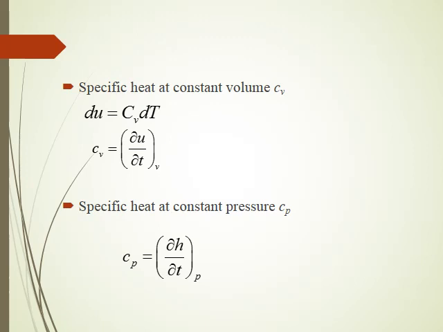Now, these equations, that is Cv is equal to del U upon del T when V is constant, and Cp is equal to del H upon del T when P is constant, are property relations, and they are independent of the type of process. They are valid for any substance undergoing any process.